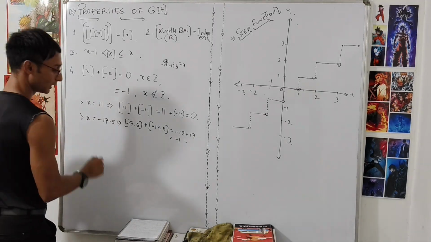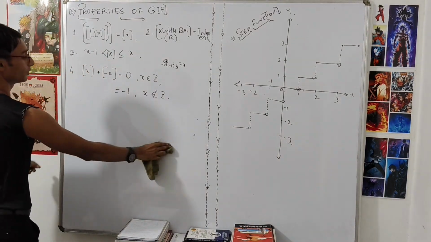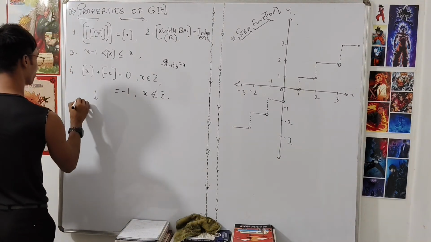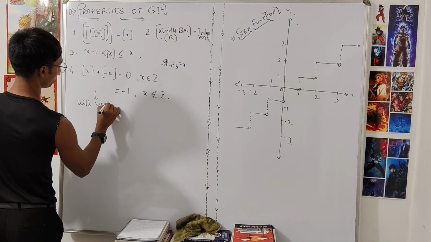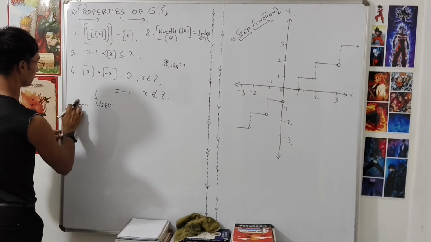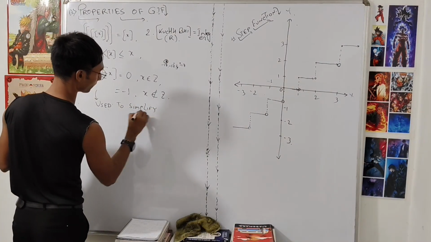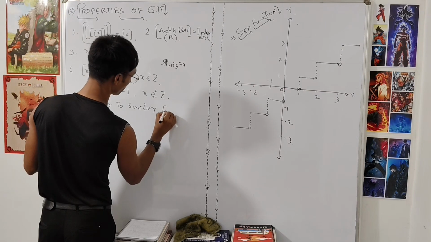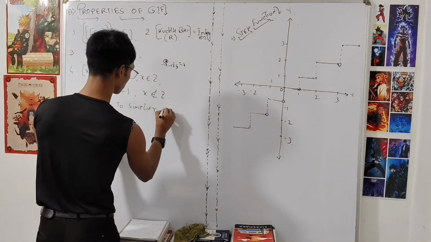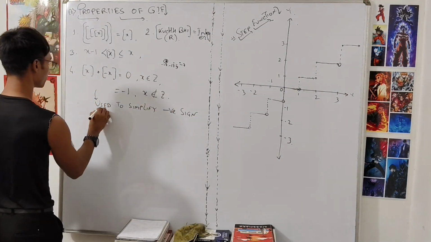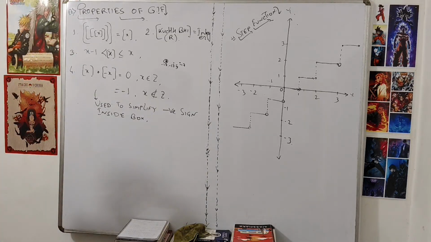Okay, so this property we will use in Hermite series. Floor of x plus floor of minus x is equal to minus 1. It is used to simplify floor x, used to simplify the negative sign inside the floor. And this is how it will be used in the case of Hermite series.